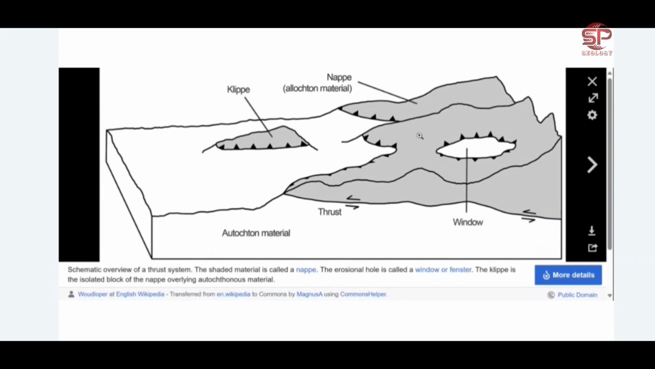So this is called a thrust sheet. The upper unit is called the thrust sheet. If the thrust sheet erodes, it will expose the lower part. That is called a window. When an erosional hole above the thrust sheet exposes the lower part of the material, it is a window. If an isolated remnant of the thrust sheet remains, it is called a klippe.